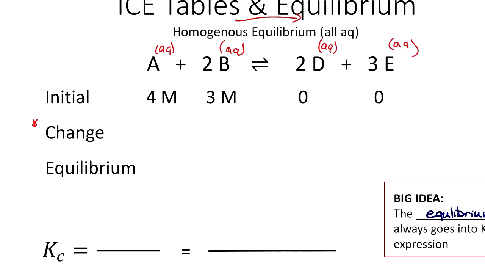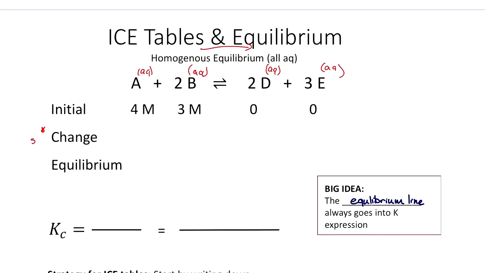This change line is very similar to the change line in the BCA table, where the change line follows stoichiometry. So I like to think about it this way. Look at the stoichiometry for the reaction. For every 1A, you consume 2B, but you make 2D and you make 3E. So in our change line, I'm going to lose an X amount of A because the reaction's moving forward.